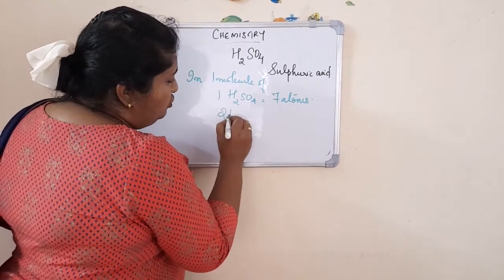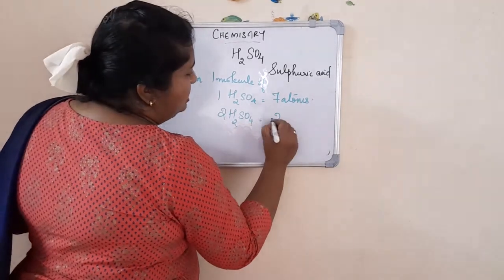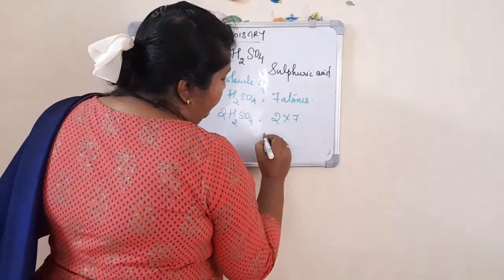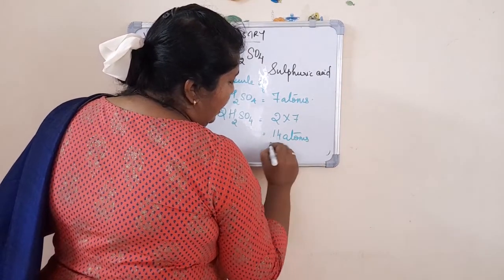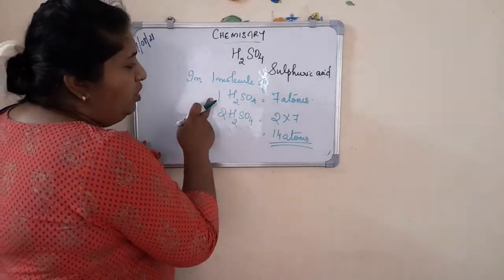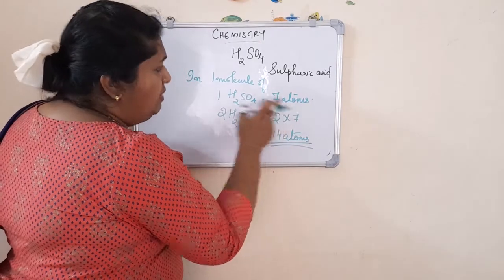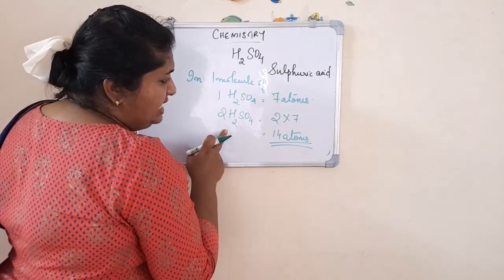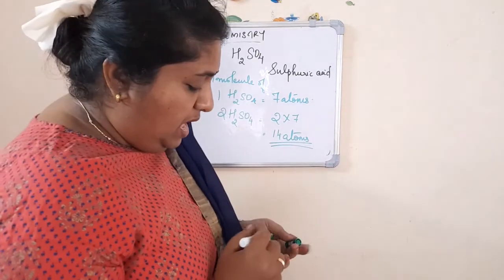Then what about 2 molecules of H2SO4? Yes, right. 2 into 7, that is 14 atoms. See how easy it is? So, in one molecule of sulfuric acid, we found out that there are 7 atoms. Then what about 2 molecules of sulfuric acid? Yes, 14 atoms. Now, another example.